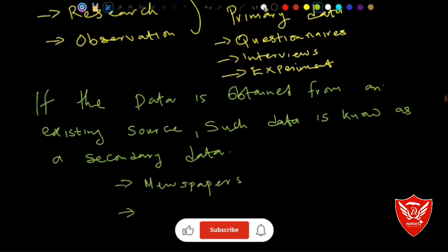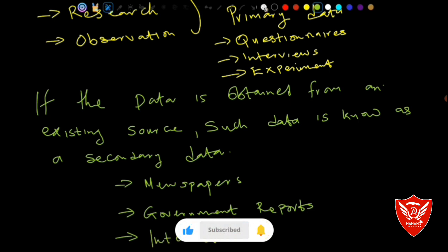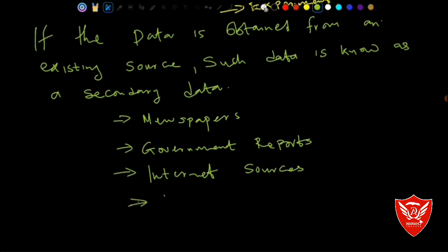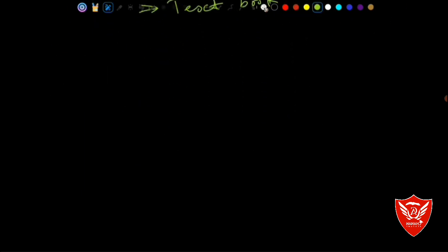publication, the government reports, also internet source, and then the textbook. Every data you see on the internet was actually gathered by a researcher, and then placed on the internet. Now you getting those data becomes a secondary data. All right, so let's talk about the next one.